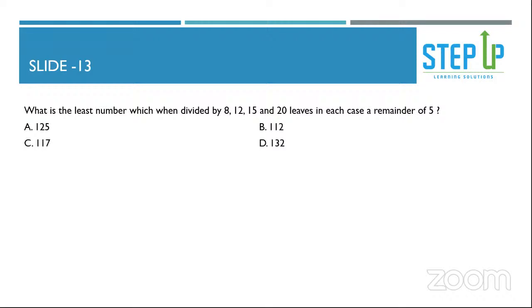So I hope now you can directly tell me the answer for that one. It will be 125, because 125 minus 5 will give me 120, 0 at the end. And I do need 0 at the end because of 15 and 20. 112 minus 5 will not give me 0 at the end. It's giving me 107. Not possible. 132 minus 5 is 127. Not possible. 117 minus 5 is 112. Not possible. So 125 is the answer. Okay. Let's move to the next one.